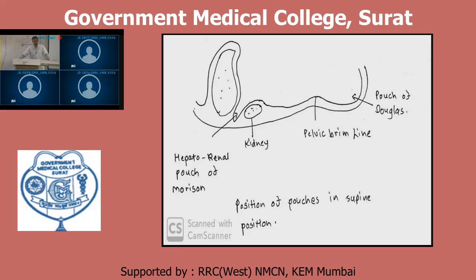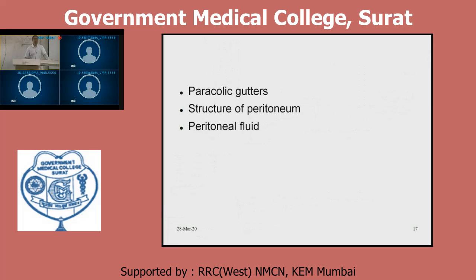Fluid gets collected here. Now in relation with the paracolic gutters, you know these two paracolic gutters, right and left, in relation with the ascending colon and descending colon sides. Now what happens? The right paracolic gutter is in direct connection with the hepatorenal pouch of Morrison. Therefore exudate can go downward with the help of these paracolic gutters to the pelvic cavity.